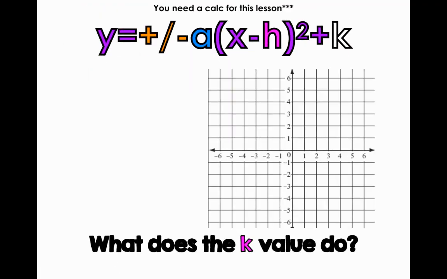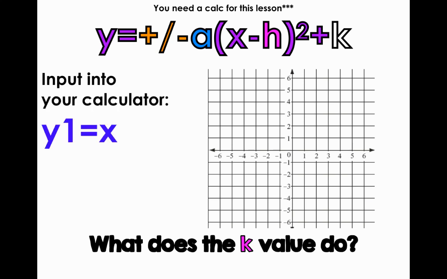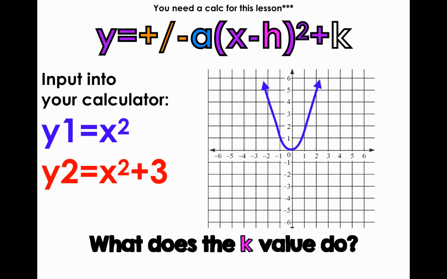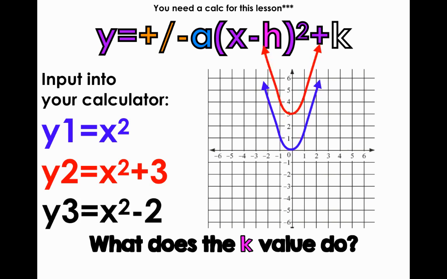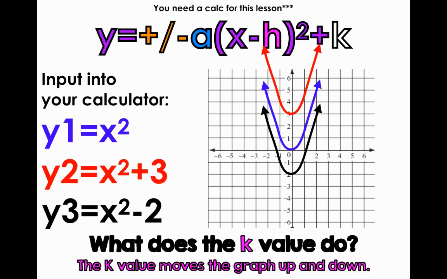And then when we have our k value, we have x squared here, and if we compare it to x squared plus 3, it moves up. If we have x squared minus 2, it moves down. So nothing fancy here. If it is a positive k value, it's going to move up. If it's a negative k value, you're going to move down.